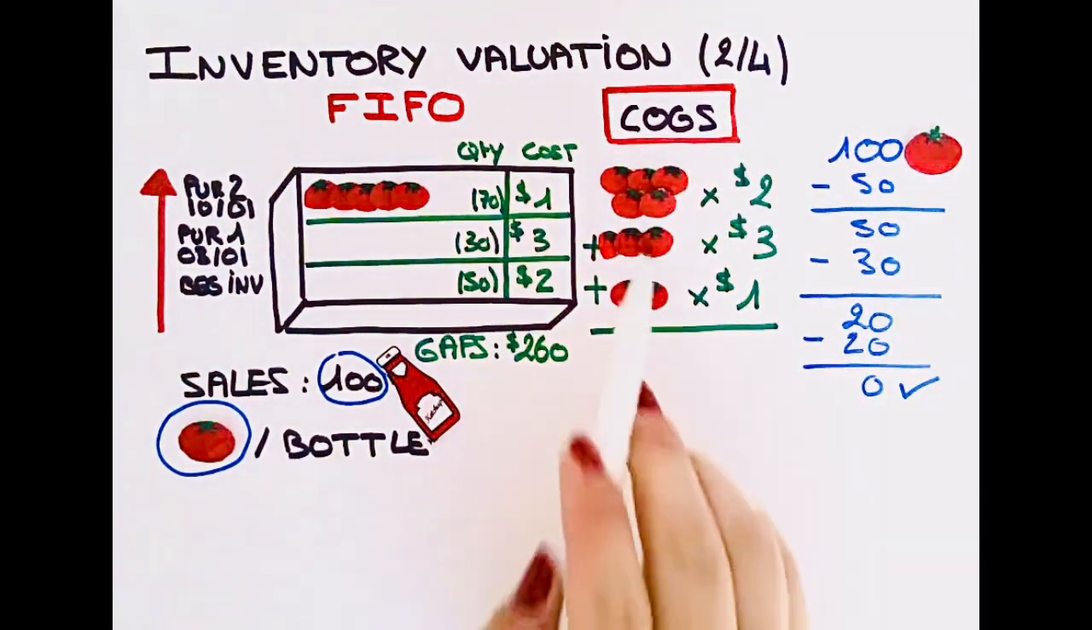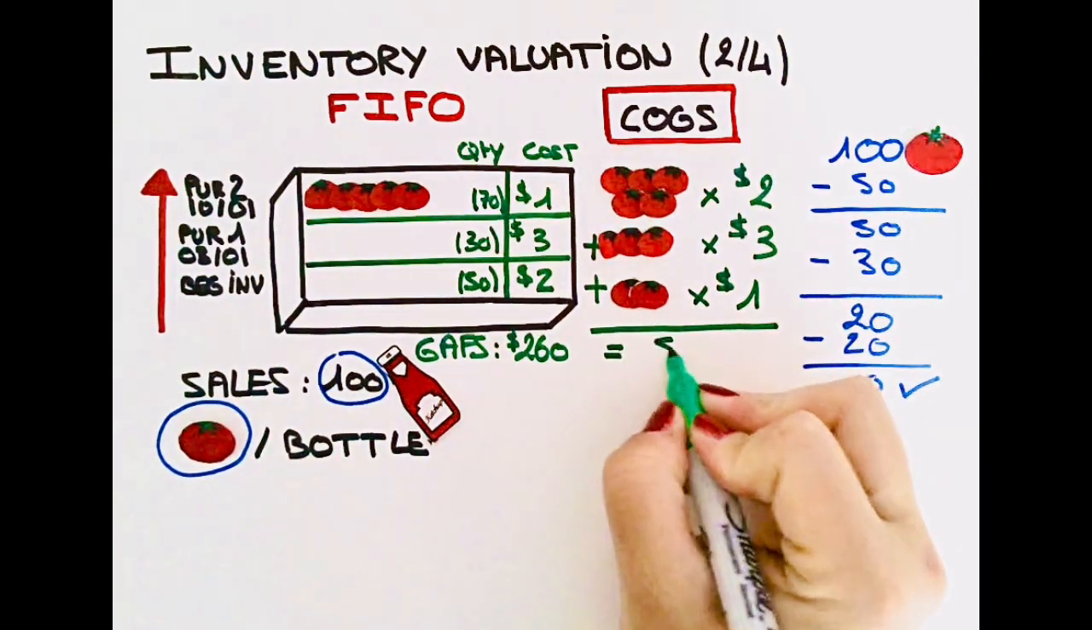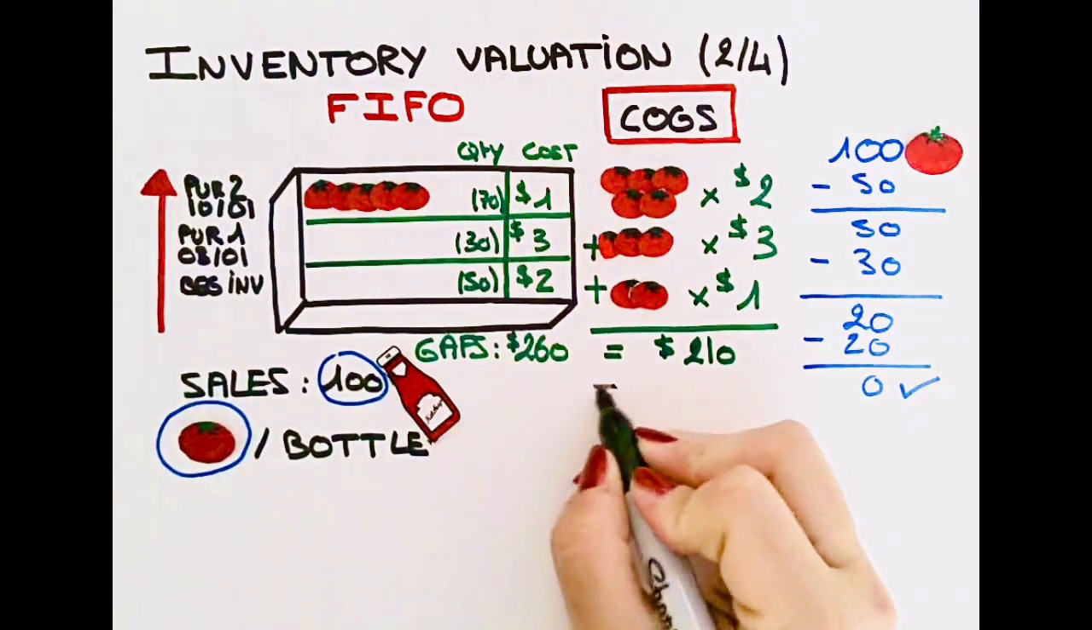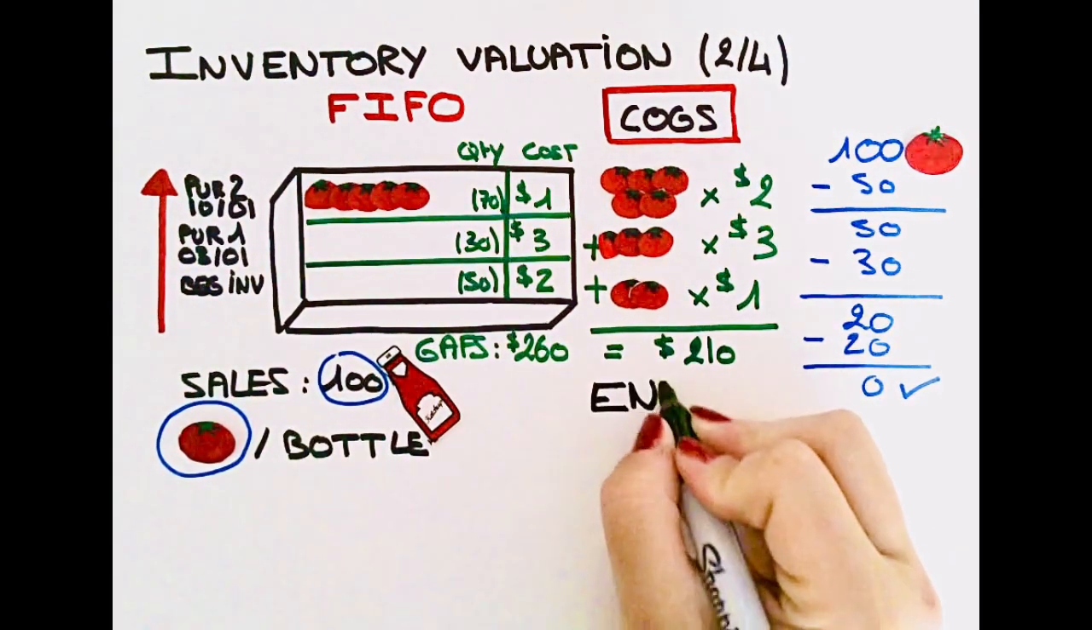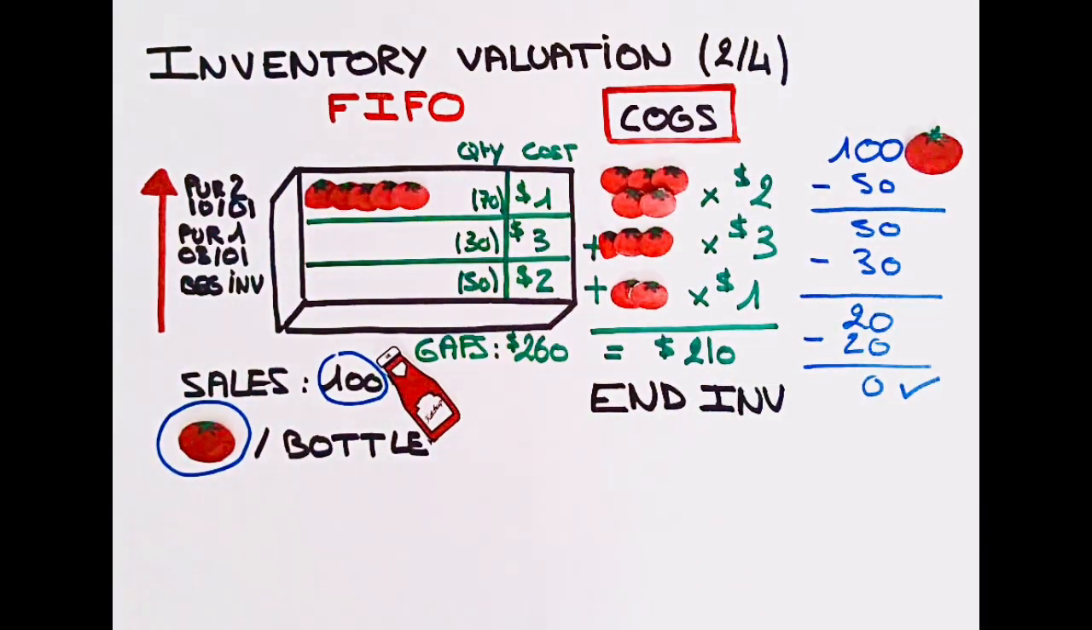It's 20. Now you can calculate your cost of goods sold by doing 50 times 2 plus 30 times 3 plus 20 times 1 equals $210. You used a total of $210 to produce those 100 bottles of ketchup.